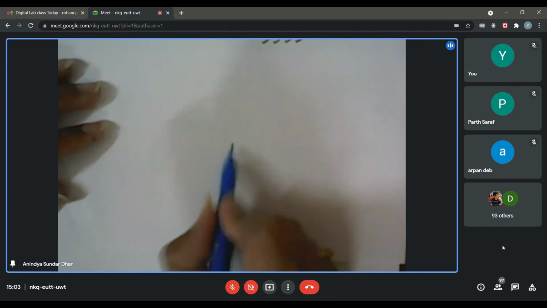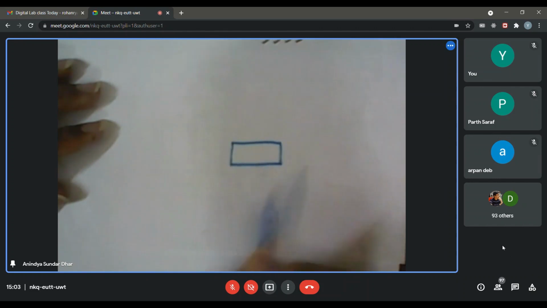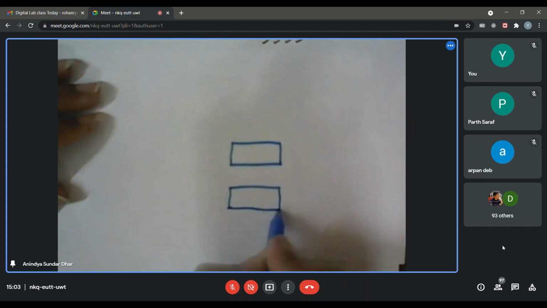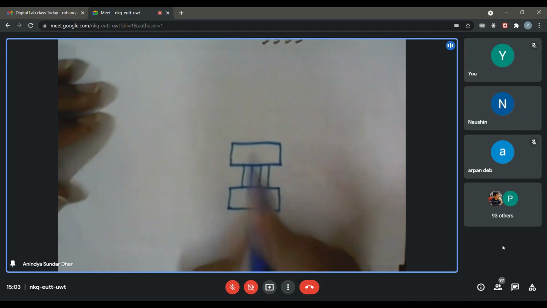So this is a 4-bit register. This is another 4-bit register. So, I'm connecting them in cascades.